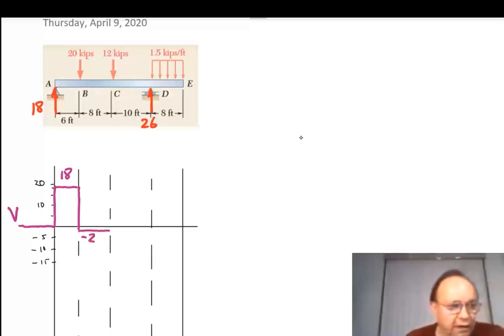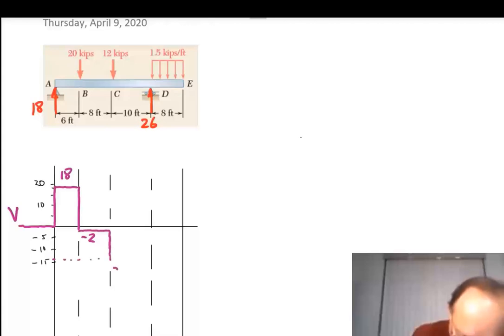Now I find minus 12. So I have to keep going down minus 12 additional, up to minus 14, which is over here. So up to here. Minus 14. No more forces. Then horizontal, right? And then plus 26.